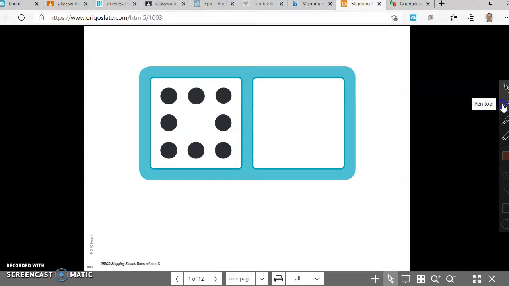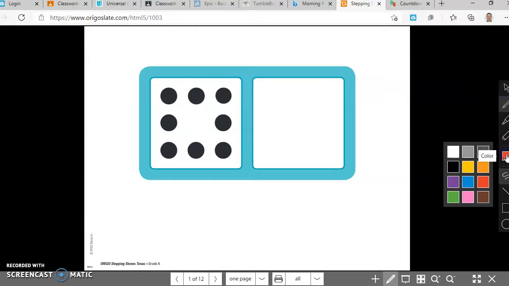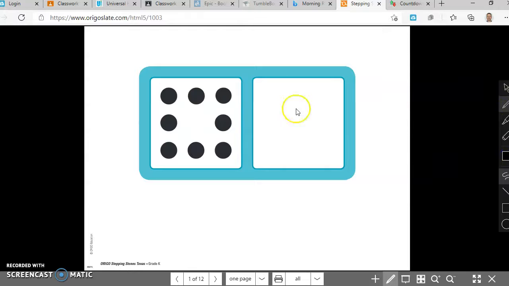Now, here's how we can do it. Let's go ahead and I'm going to get color black right here. 8, and let's add another one. And how many is that going to be? 9. So we're counting on 8, 9, and 10. All right, very good. So we needed 2 more to get to 10. The other part of our domino needed to be 2 to get to 10.